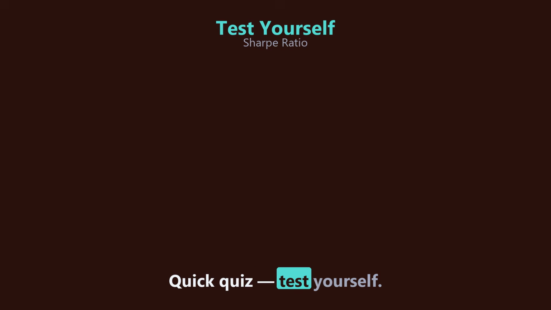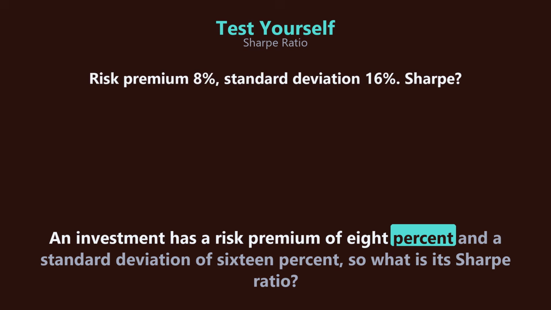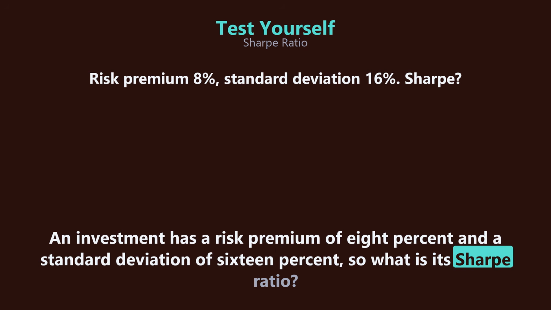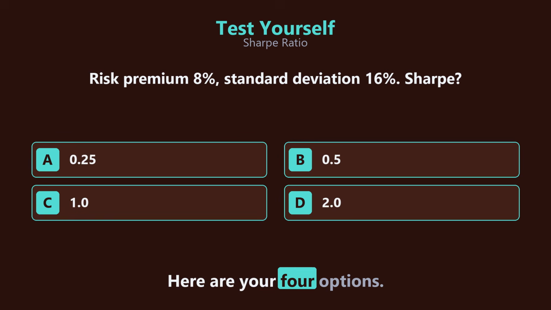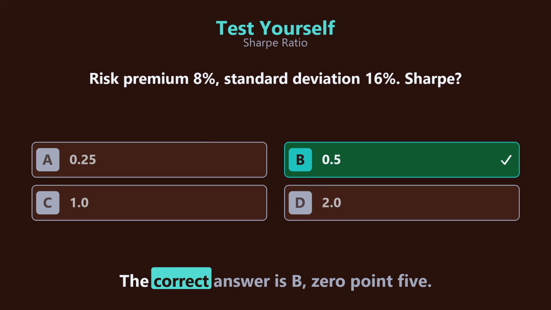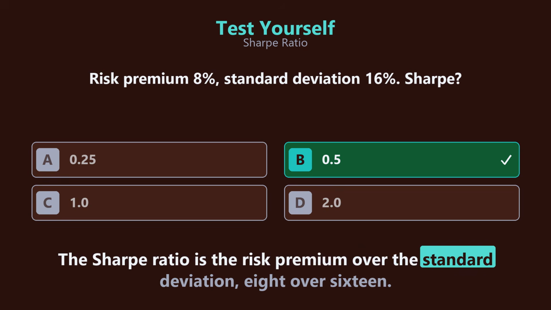Quick quiz, test yourself. An investment has a risk premium of 8% and a standard deviation of 16%, so what is its Sharpe ratio? Here are your 4 options. Pause the video and solve it now. The correct answer is B, 0.5. The Sharpe ratio is the risk premium over the standard deviation, 8/16.